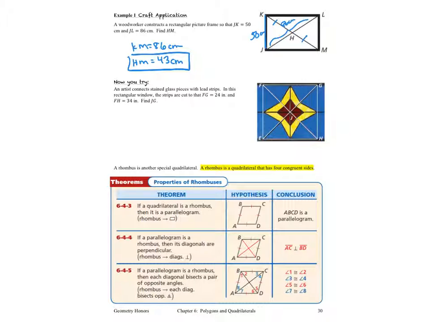Okay, now you try. An artist connects stained glass pictures with lead strips. In this rectangular window, the strips are cut so that FG is equal to 24 inches, and FH, the diagonal, is 34 inches. Find JG. J is the center, it looks like I blocked it. So JG is going to be 1/2 of 34, which is 17 inches.